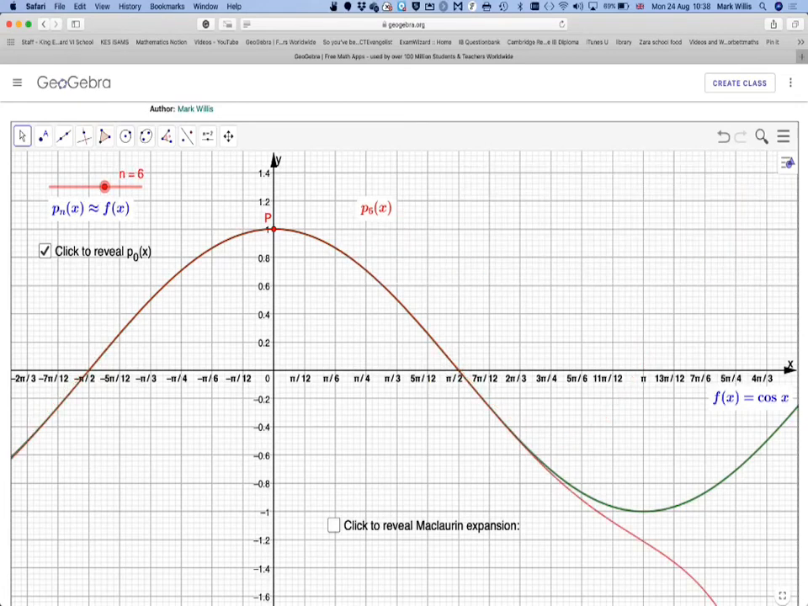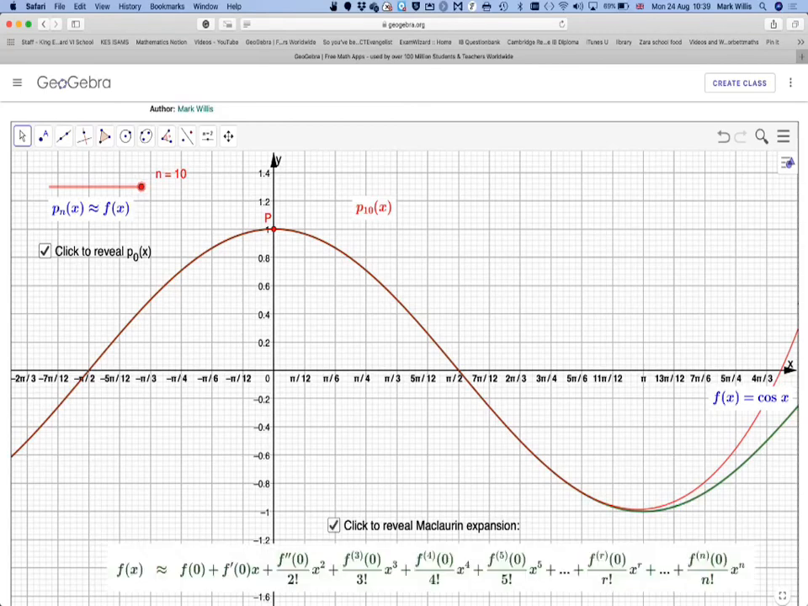We can improve it, obviously, by taking better values of n. By n equal to 10, we've got a reasonably good approximation. And this is the general formula for the Maclaurin series.